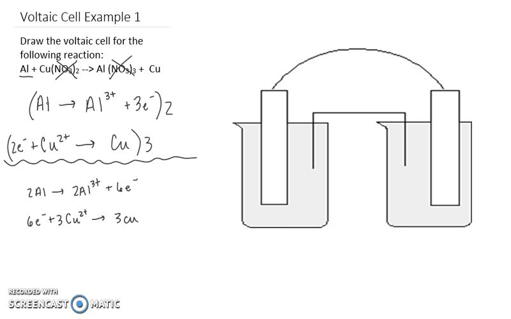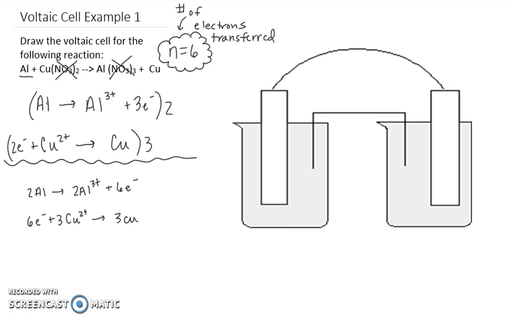Now, because the number of electrons is 6, later on in the chapter we're going to need to know that number, and we call it n equals 6. So anytime you figure out the number of electrons transferred, you are going to get that n number. And that will become important later as we do some calculations.